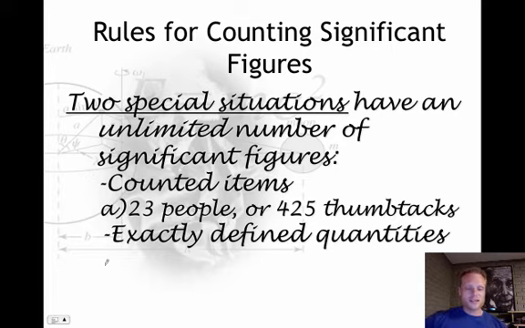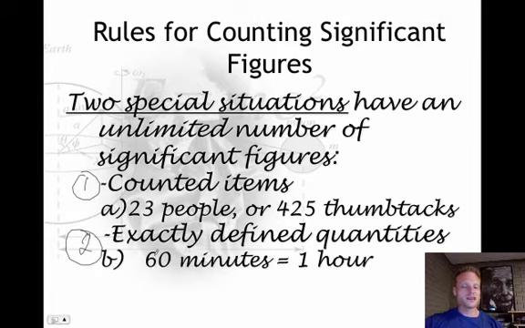Exactly defined quantities would be the other special situation. An exactly defined quantity would be something like minutes. There are 60 minutes in 1 hour. So 60 minutes would have an unlimited number of sig figs because it's a defined quantity. There's no dispute about it. 60 minutes is an hour, or 1 hour is 60 minutes, vice versa. So those are 2 special cases for counting significant figures.